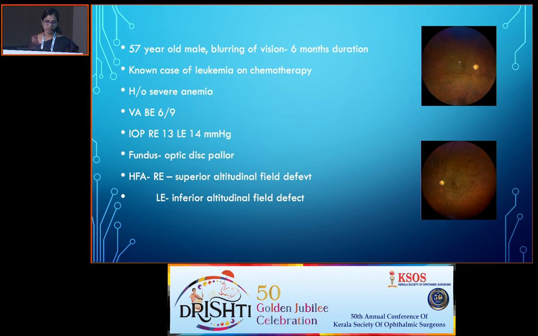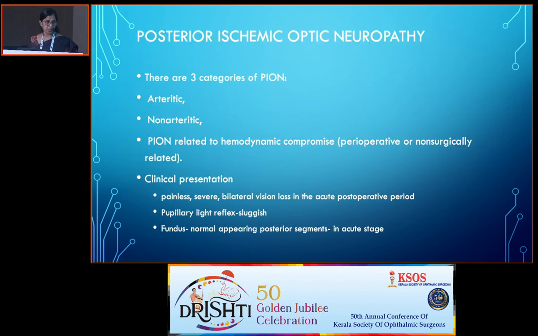So this patient is a leukemia patient undergoing chemotherapy, and he gave a history of blurring of vision for 6 months duration, and fundus examination showed pale disc, and there was altitudinal field defect, so probably posterior ischemic optic neuropathy. So it can be either arteritic, non-arteritic, or hemodynamic compromise. Severe anemia or hypovolemia can cause posterior ischemic optic neuropathy. Here in acute stage, the fundus is normal, and in chronic stage, there will be optic atrophy.